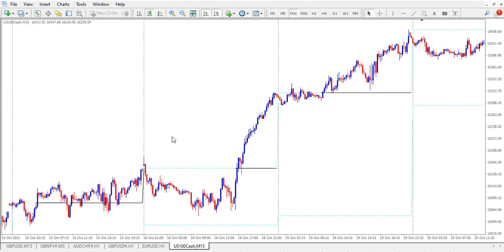Right, so this is Nasdaq, and this is accumulation, manipulation, and distribution. This is the pattern that is going to help you tremendously in your trading.